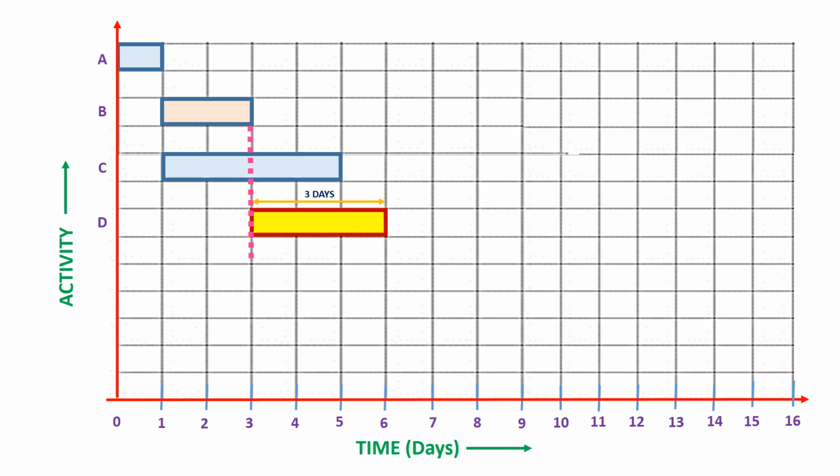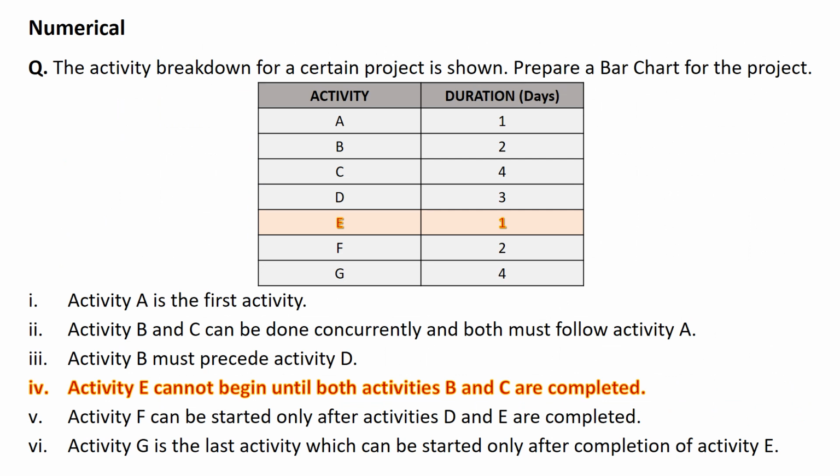Now, let's move on to the next relation. Activity E cannot begin until both activities B and C are completed. And the duration of activity E from the table is 1 day. Now let's see how to draw this activity E.